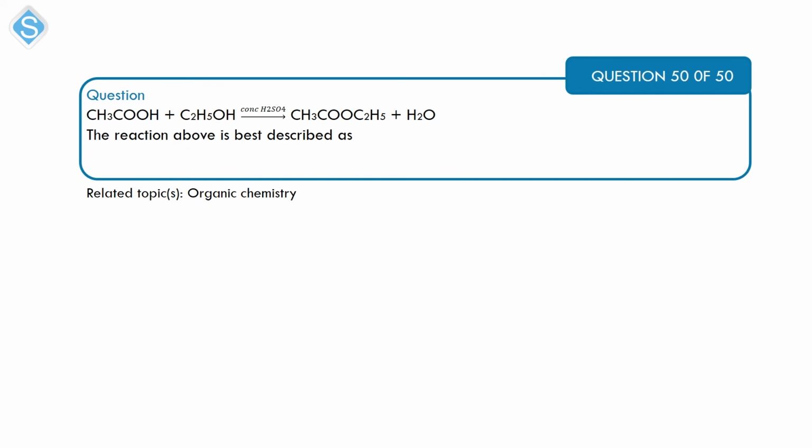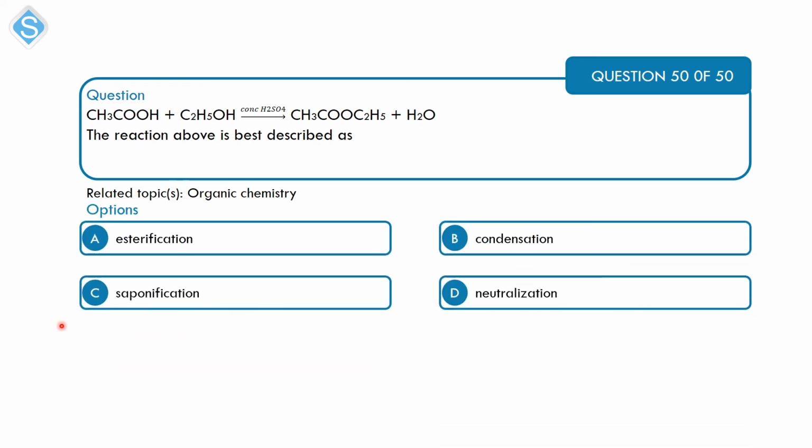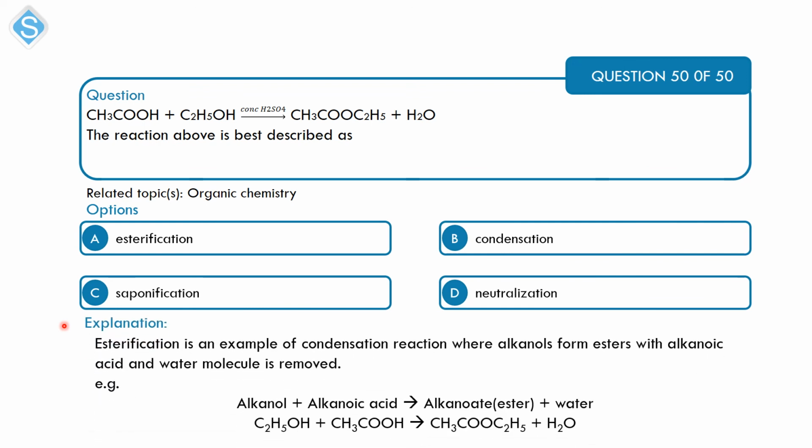Question on organic chemistry. The reaction above is best described as A, esterification, B, condensation, C, saponification, and D, neutralization. Alright, so in this reaction you have an alkanoic acid reacting with an alkanol to produce an alkanoate and water. This alkanoate is also known as ester. This reaction here is esterification.